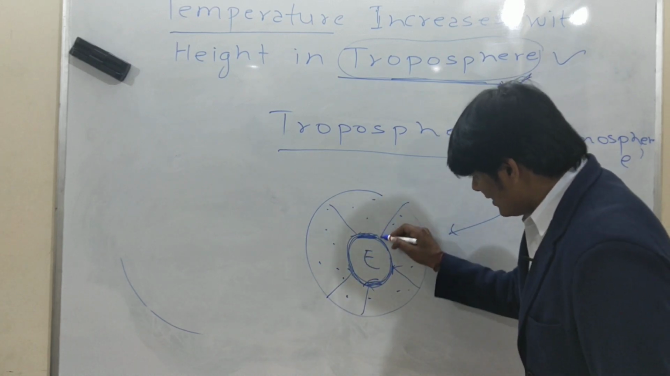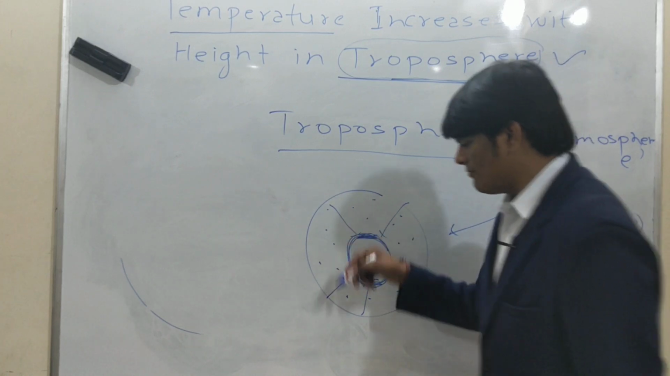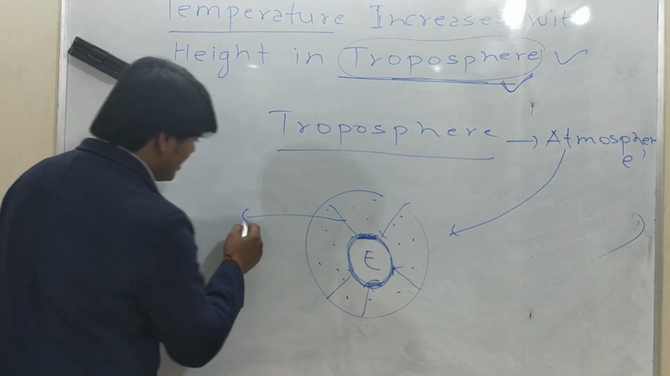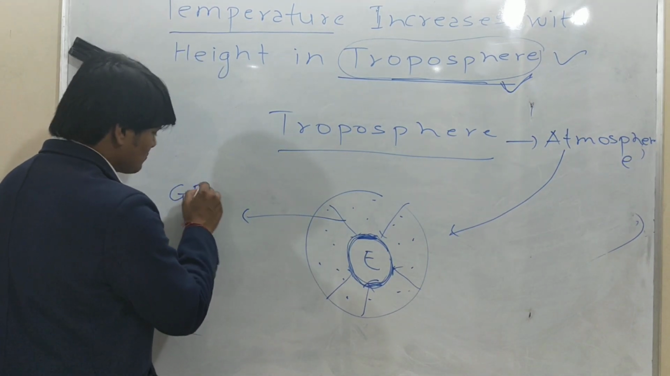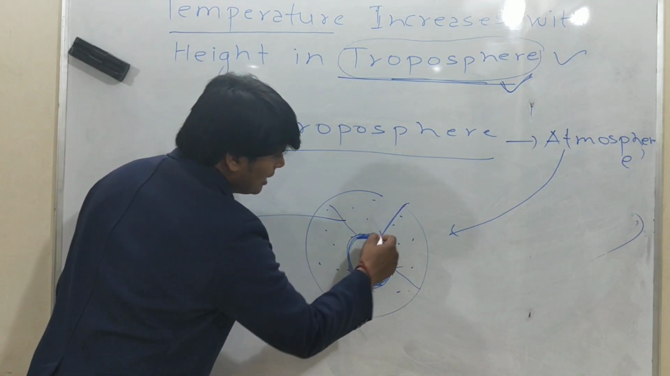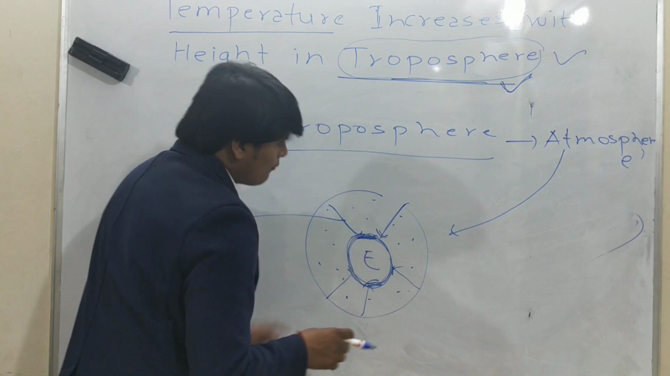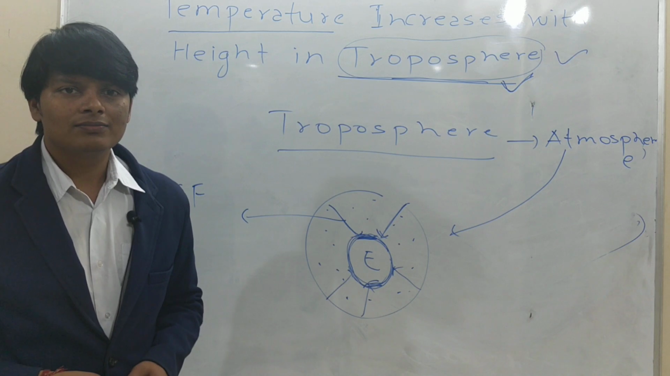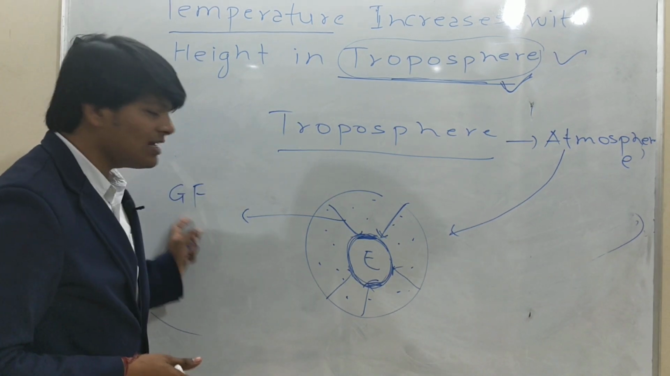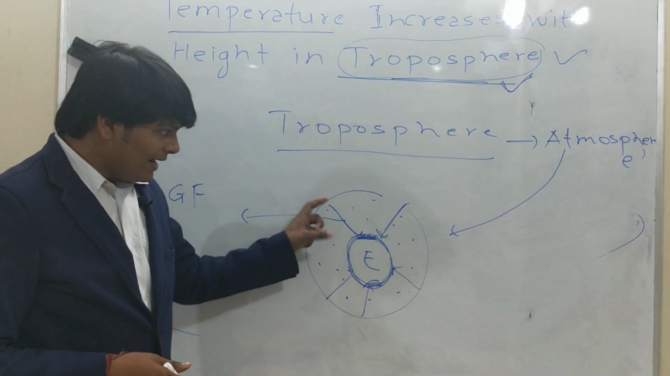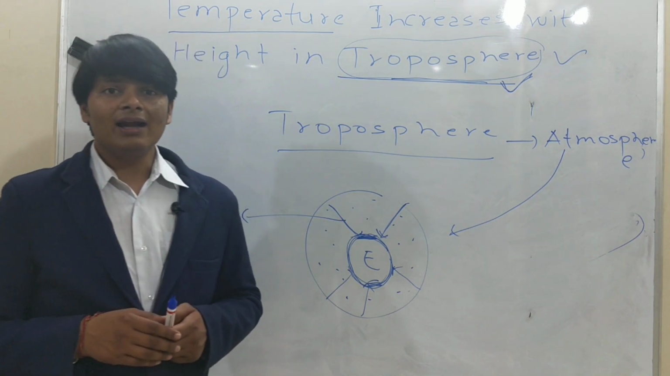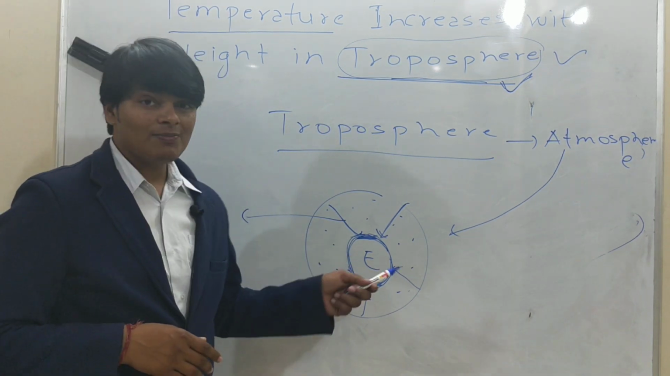But how is it surrounded? Due to gravitational force. Which force? Gravitational force. By the gravitational force, the homogeneous mixture which surrounds the Earth is called the atmosphere. And the second keyword in my definition is homogeneous mixture.